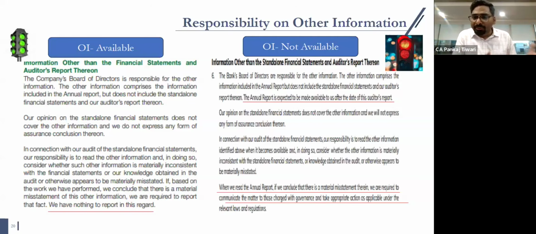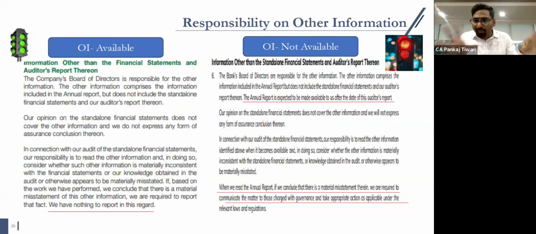Another is that the annual report is not available to me as on the date of signing this audit report, so how can I comment upon it? Because many times the management discussion and analysis and the directors' report are under preparation. They are not finalized up to the date of the auditor's report. So they say these reports will be made available to me after the date of the audit report.